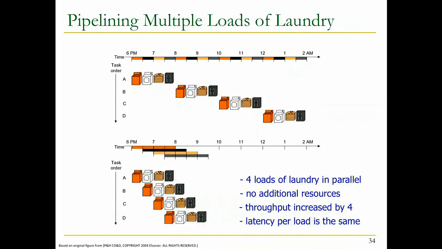Basically, this is what a pipelined processing of laundry looks like, right? Once the first load finishes in the washer, you put it into the dryer, but you also start the second load in the washer. And you can see the idea. So you do 4 loads of laundry in parallel in the steady state. No additional resources are needed over here. Throughput is increased by 4, as you can see, and you have the rest of your evening to enjoy.